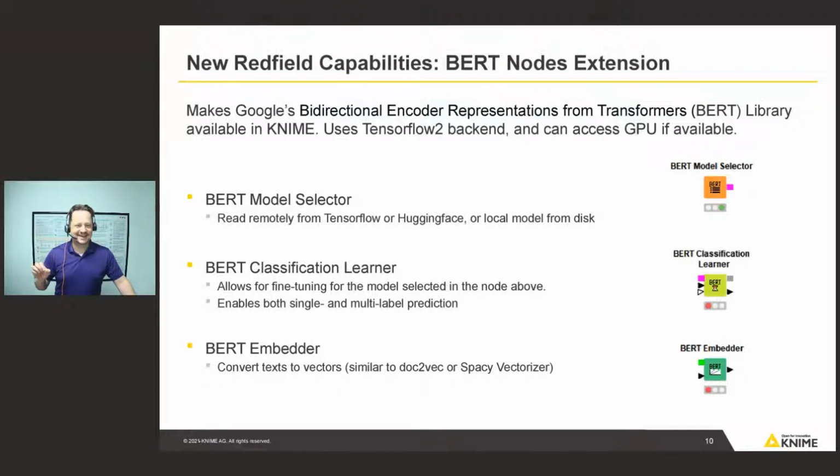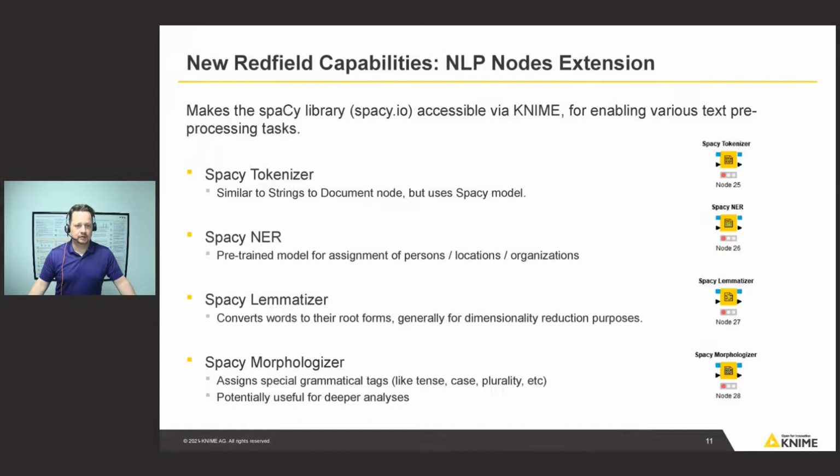Now, the BERT embedder was another node that we have listed here, where that's going to allow you to convert text to vector form, kind of like doc2vec does or a spaCy vectorizer already does, but just in the BERT space. And then one of the really new extensions that Redfield has provided here are in the NLP nodes extension. And these are based on the spaCy library. These make that library available via Knime.